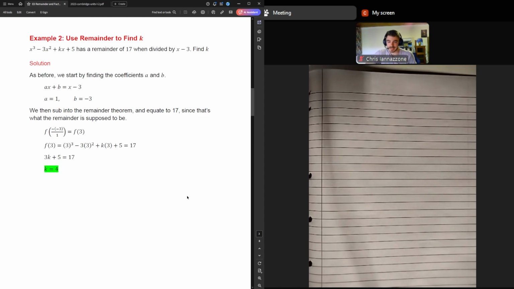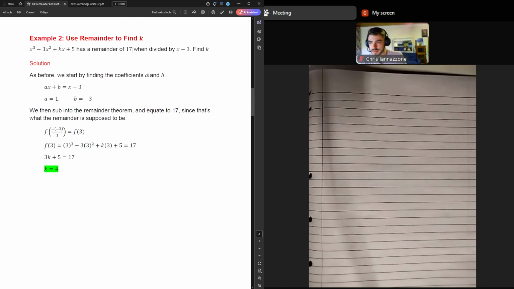Remainder theorem is itself an equation, and so if you're solving for some unknowns, then it could be used to figure out, or at least provide, one of the equations to solve one of those unknowns. In this case, we only have one unknown, and so when we do our remainder theorem on this, that's the only thing we need to do. So we have our polynomial, and we're told that the remainder is 17 when it's divided by x minus 3. So if I divide this thing by x minus 3, I get a remainder of 17.